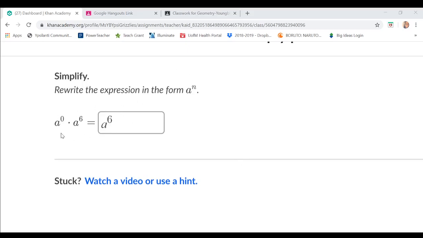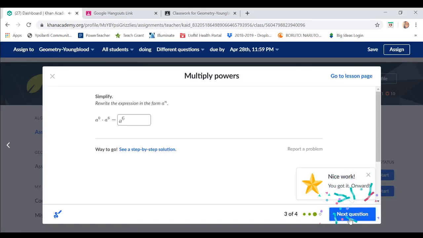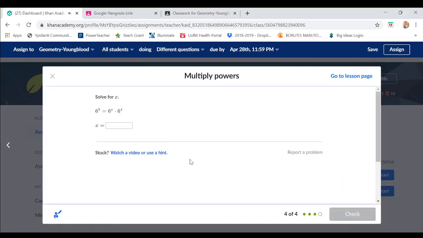So again, guys, if we look here, all we did was add the exponents. 0 plus 6 gets us 6. So our final answer for this problem is a to the 6th power. Check it. We got it right. One more. Just gave us 4 for this one.